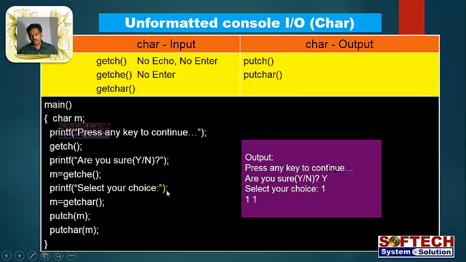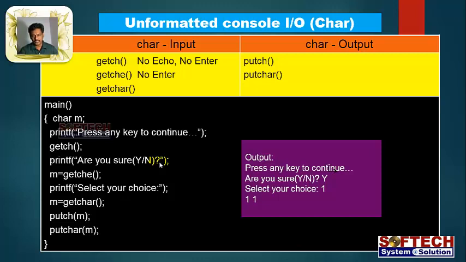For example, if we want to delete some records from a file, we give the roll number to delete a particular student's record, but accidentally we can give the wrong roll number. If we give the wrong roll number, it deletes that record, but we cannot recover it. So in such a situation, we can use this kind of input, that is, are you sure y/n.